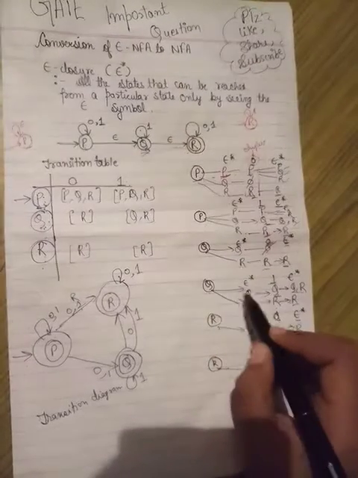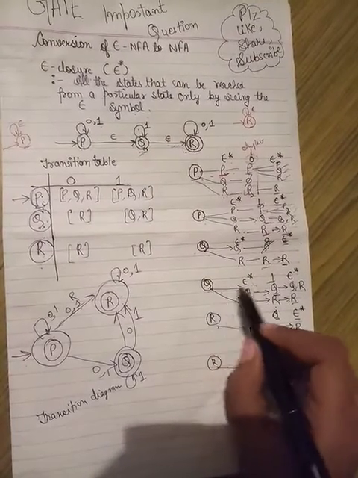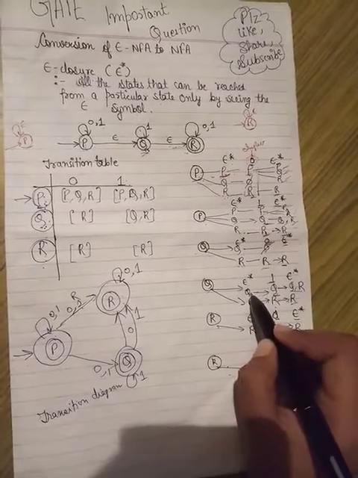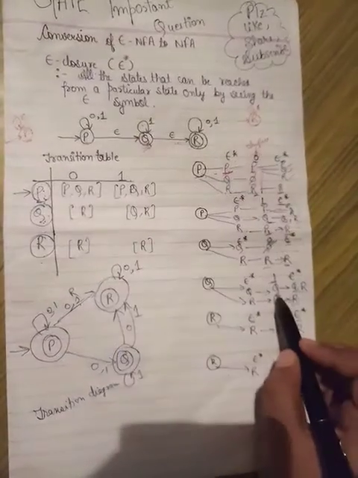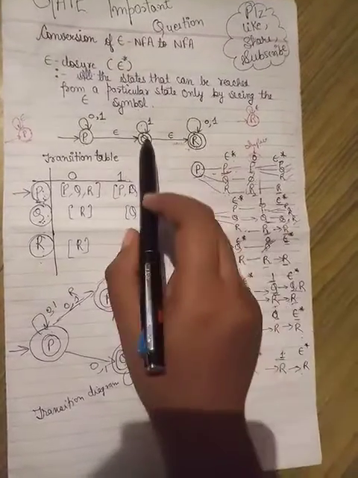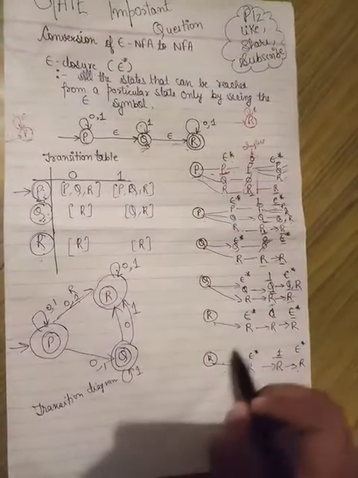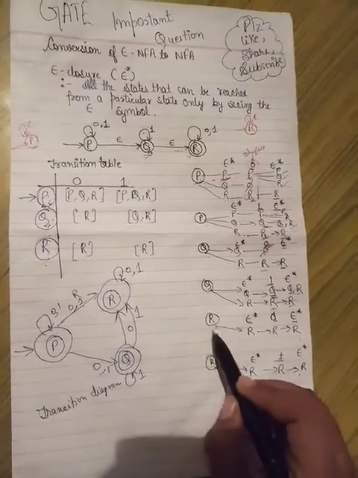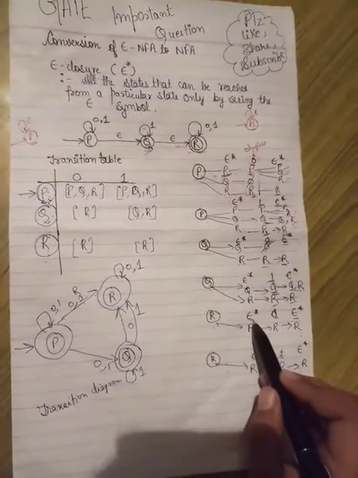In the same way I have written that Q on epsilon it goes to QR, Q on 1 it goes to Q, and R on 1 it goes to R itself. And now on Q epsilon it goes to QR, and R on R it goes to R. Next for the R, I have taken epsilon star.